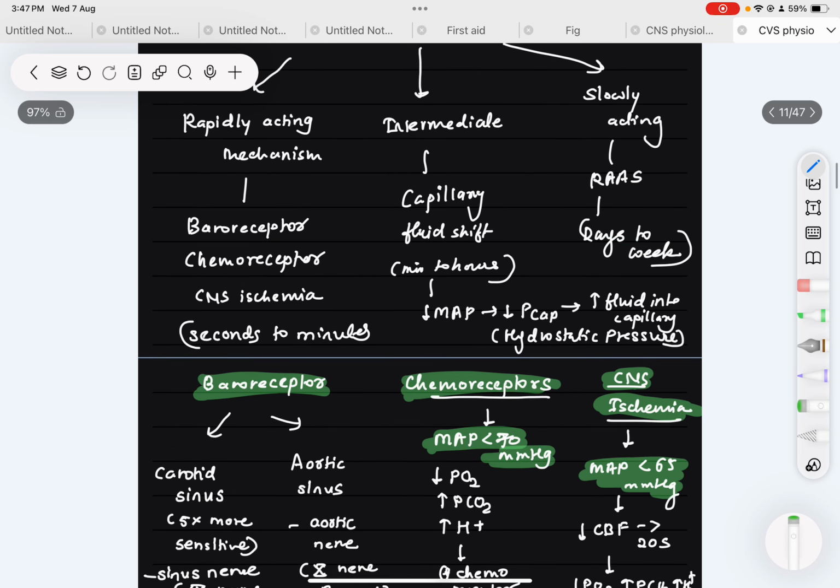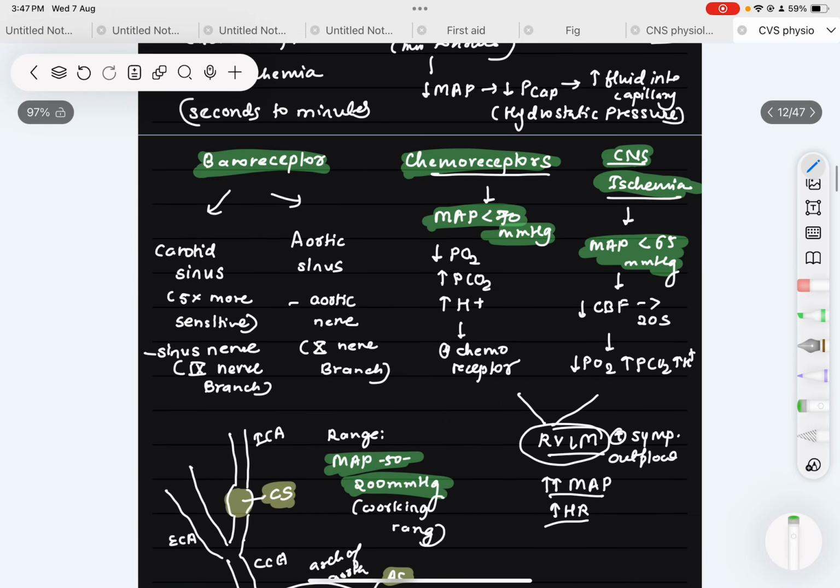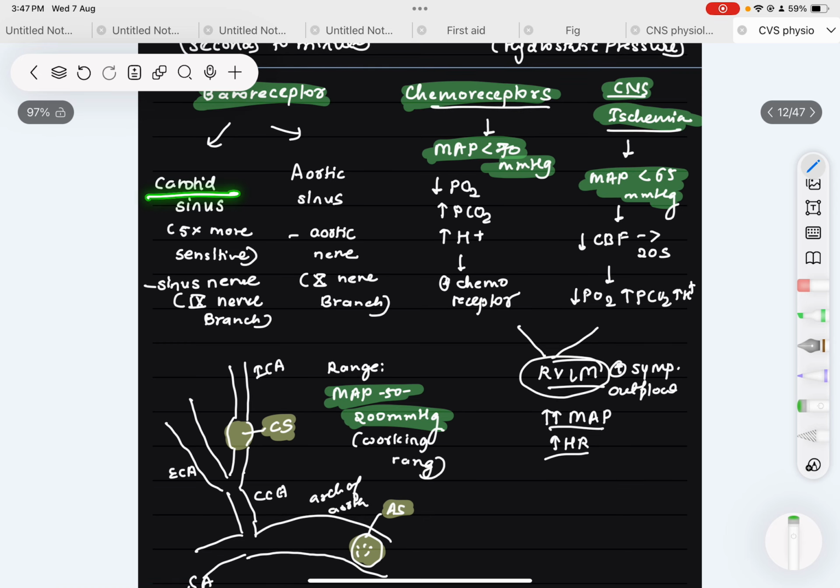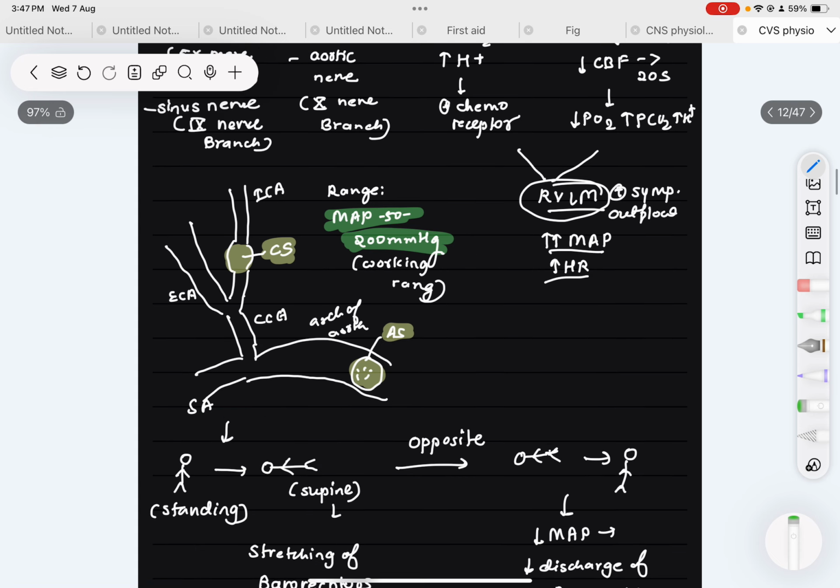So let's quickly learn about the rapidly acting mechanism, which will take seconds to minutes. It works by baroreceptor, chemoreceptor and CNS ischemia. Baroreceptors are mainly of 2 types, carotid and aortic sinus. As you can see, the carotid sinus is in the internal carotid artery and the aortic sinus is in the arch of aorta.